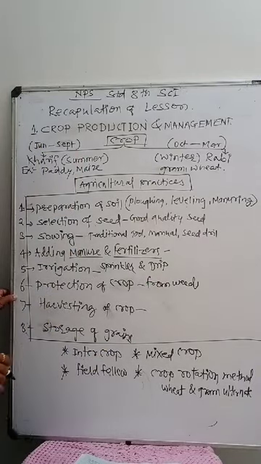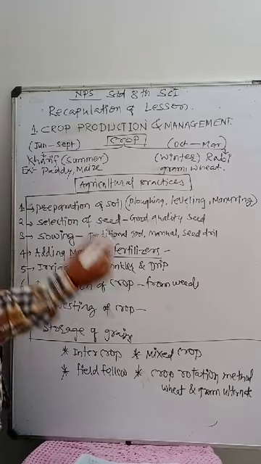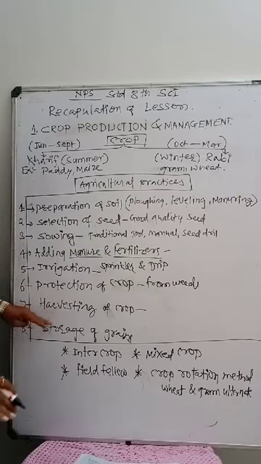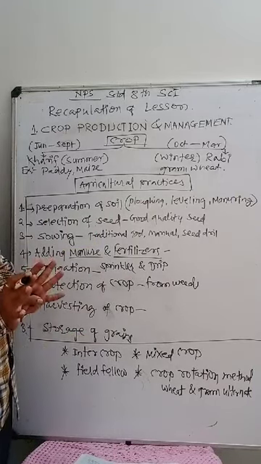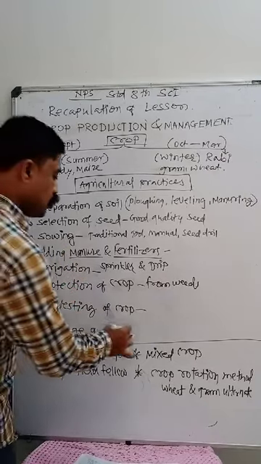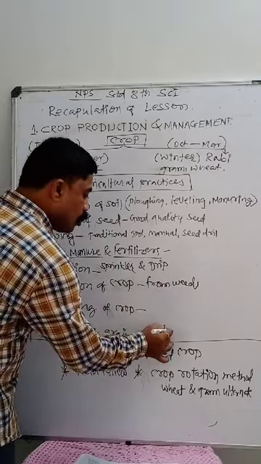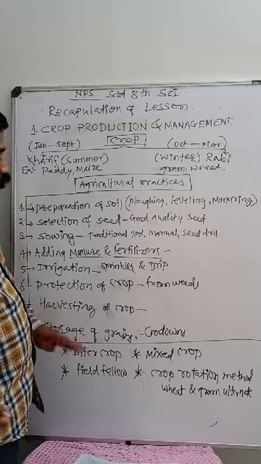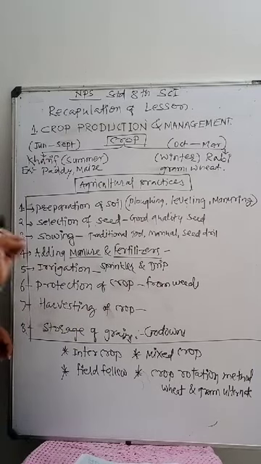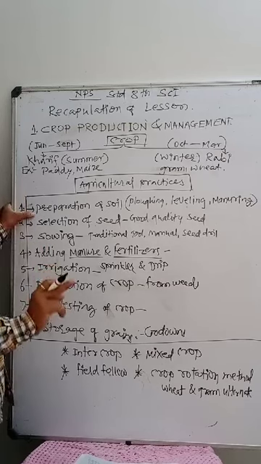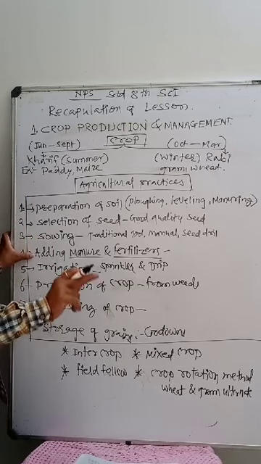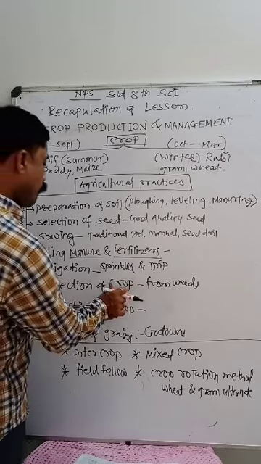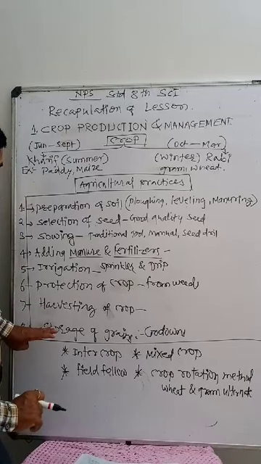Then harvesting. After protection of the crop comes harvesting. Harvesting means cutting off the ripened or matured crop. And after harvesting, storage of grain, which is also equally important. Silos and godowns are there, which should be airy and dry, away from rodents and insects. So these are the important practices: preparation of soil, selection of seed, sowing, adding manure and fertilizers, irrigation, protection of crop, harvesting of crop, and storage of grains.